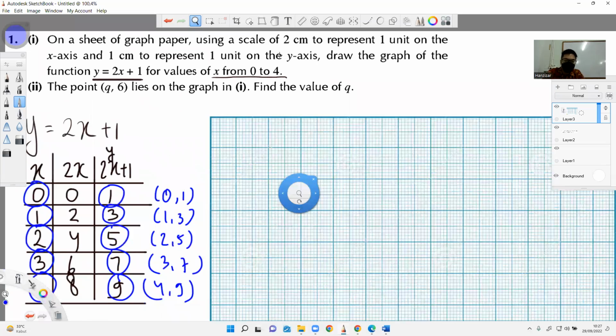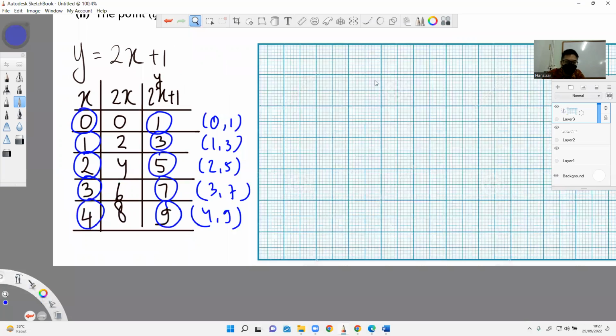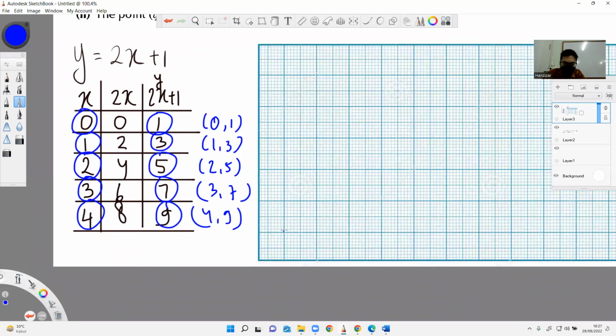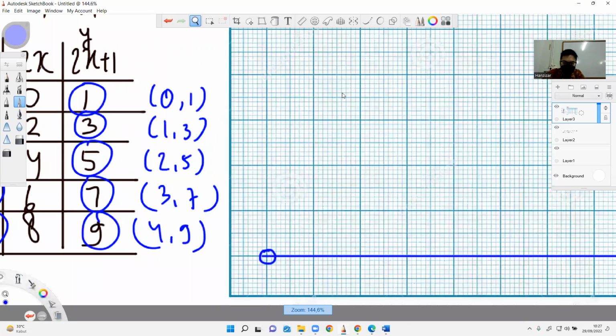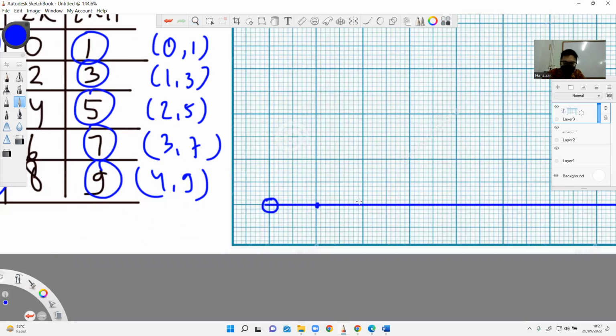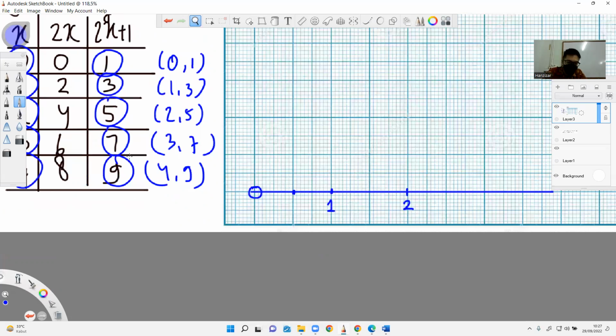X-axis. Using a scale of 2 cm to represent 1 unit on the x-axis, you start at 0, right? Okay. So 0, you can put it here. Remember, 2 cm represents 1 unit. Let's say this is 1 cm, 2 cm. This is only 1. Understand? Get it, guys? 2 cm in the real graph represents 1 unit, until 4, right? So this is the length of 1 cm, let's say.